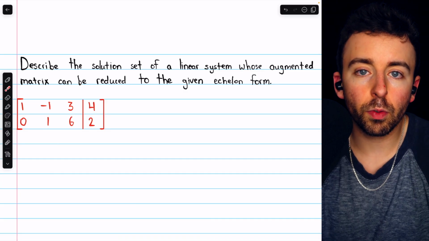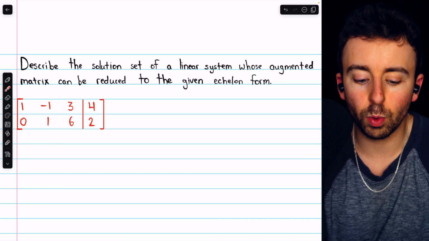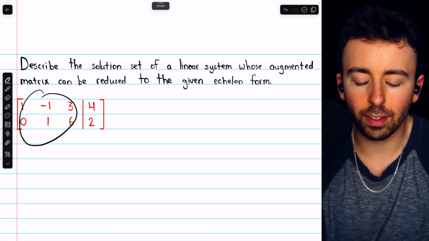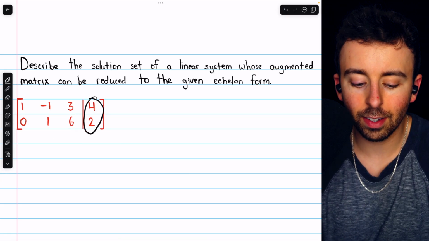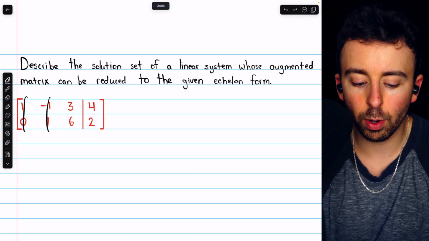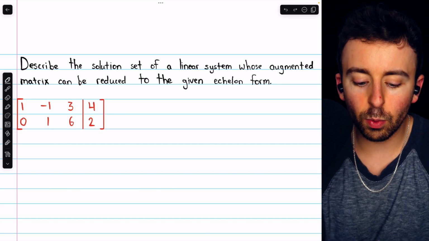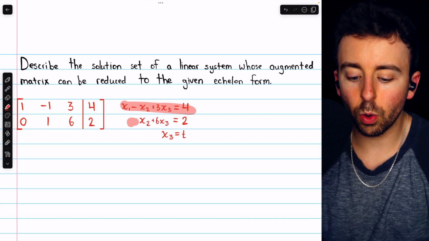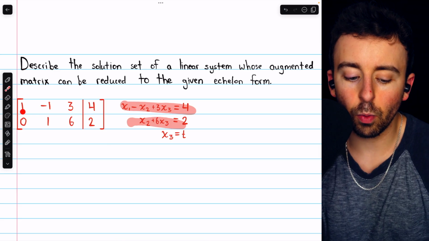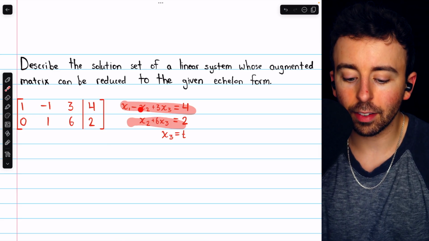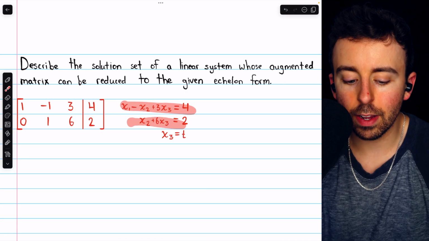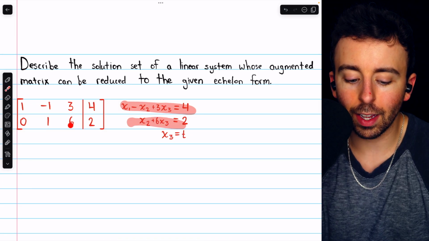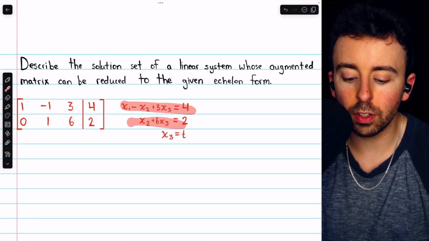We see in this echelon form matrix there are three variables, since we have three columns to the left of the vertical bar. The vertical bar separates the variable coefficients from the constants. So we have three variables, x1, x2, and x3, and of course we've got these two constants, and we have two equations, an equation from row 1 and an equation from row 2. Here those equations are. Row 1 tells us that 1x1 minus x2 plus 3x3 is equal to 4. And row 2 tells us that x2 plus 6x3 is equal to 2.